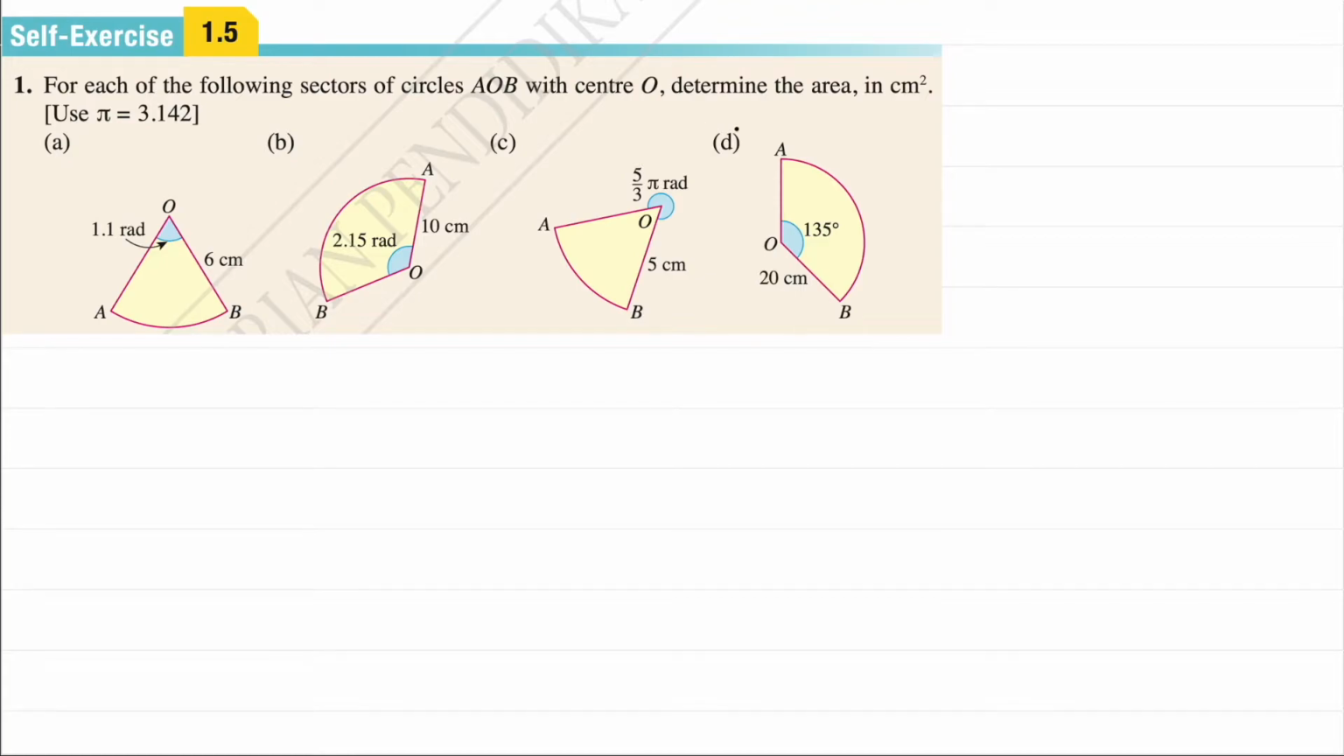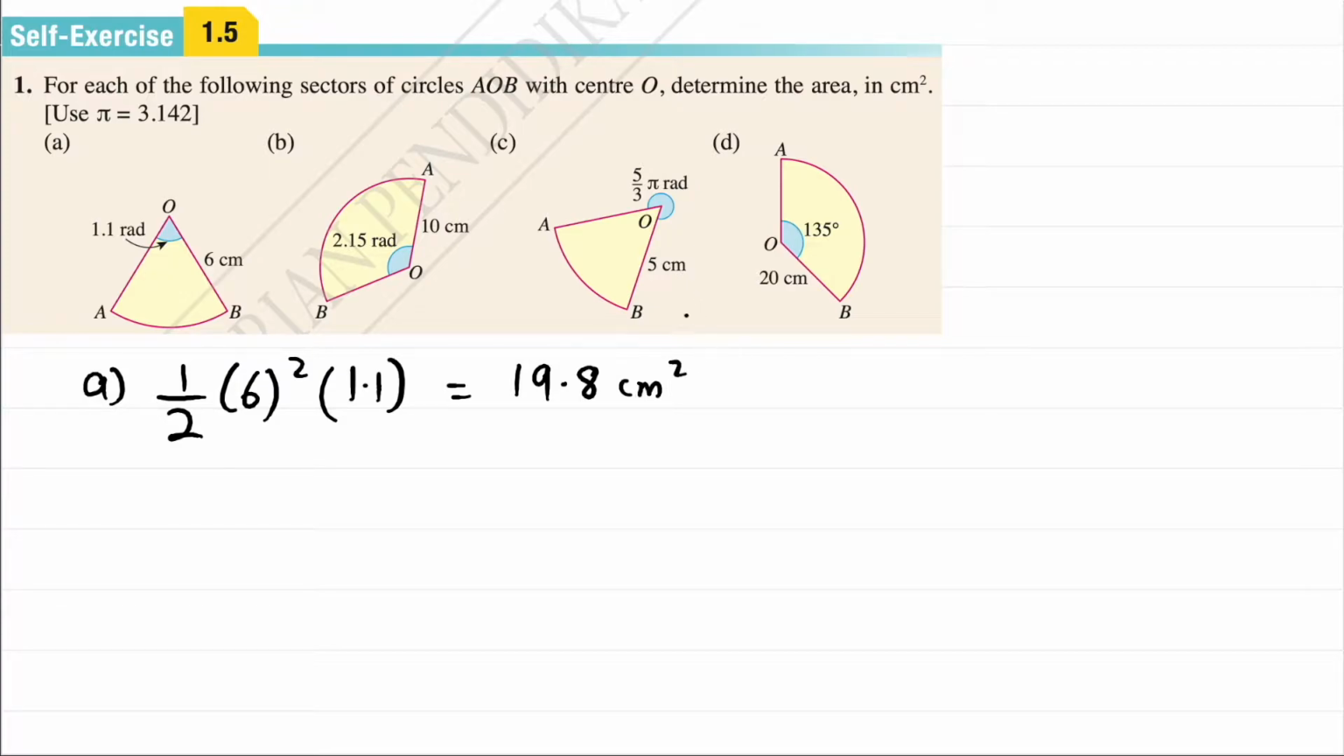Example. Okay, kita buat E dulu. So again, this one is very straightforward, right? 1 over 2, put the radius, 6 square, then you put the theta 1.1 like this. You will get the answer 19.8 cm square, since this one is area.